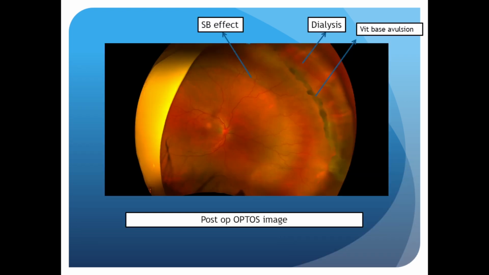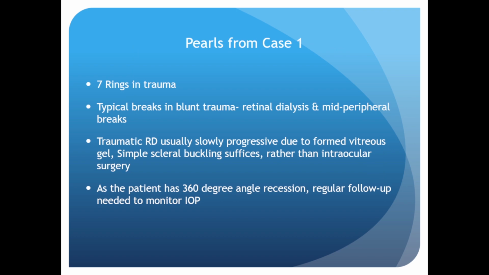So this was the post-op Optos image. We can see the scleral buckle beautifully here. It was an avulsion in this particular area. A small area of dialysis can also be seen in this particular area. Then what we have learned from this particular case.